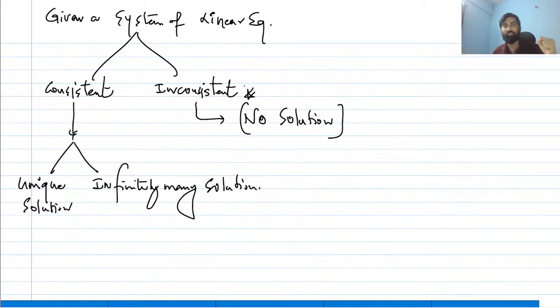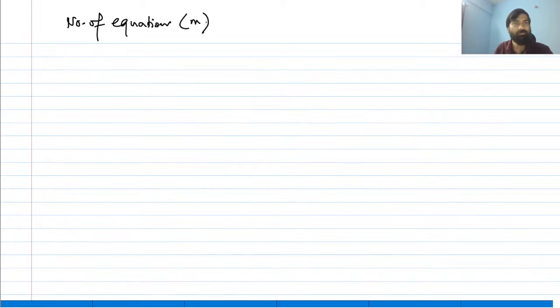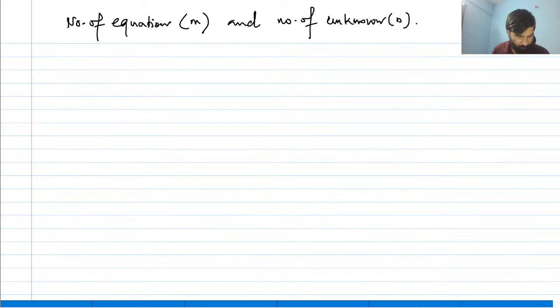And one more concept I have given you. What was the concept? If the number of equations is less than the number of variables, this is a very important point to remember, for unique solution and for that. Suppose the number of equations is m and the number of unknowns is n.